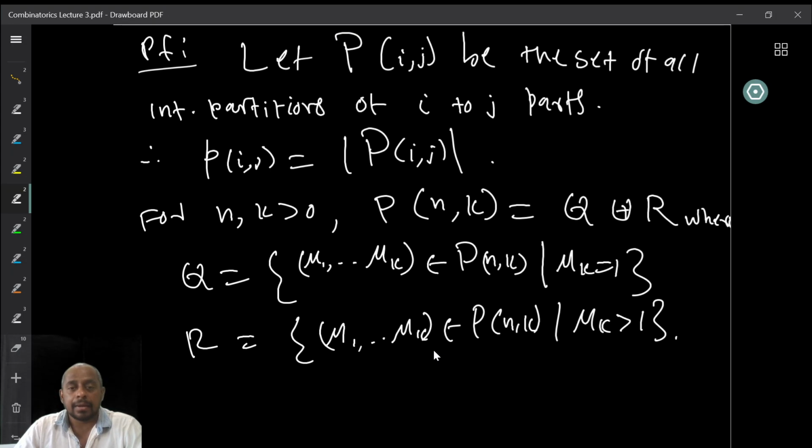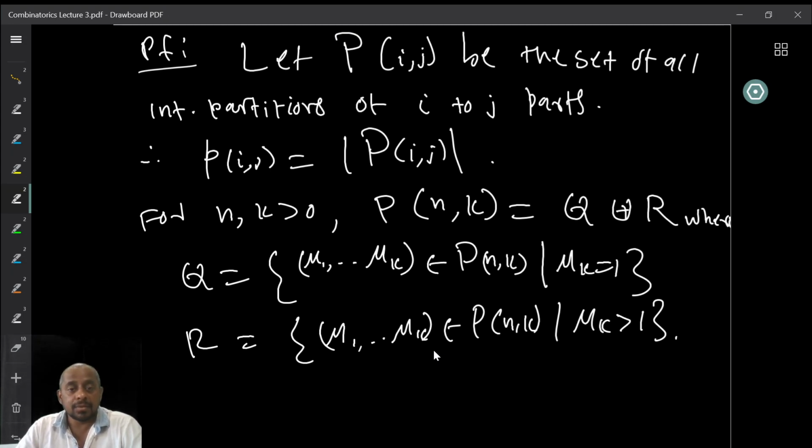Similarly, if you take R, and we know that mu k is strictly greater than 1, which means that all of the mu i's are strictly greater than 1, right? Now, since all of the mu i's are strictly greater than 1, I can subtract 1 from each of them. If I subtract 1 from each of the mu i's, I will get mu 1 minus 1, mu 2 minus 1, etc., mu k minus 1. And therefore, the sum of the new mu i's, or mu i dash, let's say, is going to be exactly n minus k because we subtracted 1 from each of the k mu i's, right? So, it is a partition of n minus k into k parts.